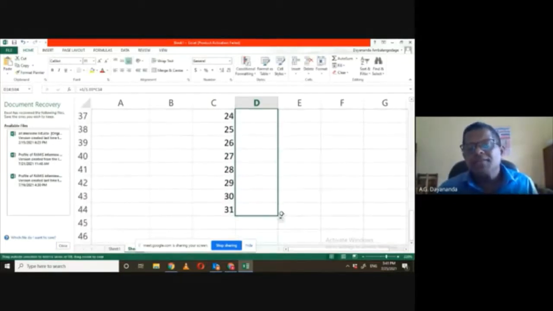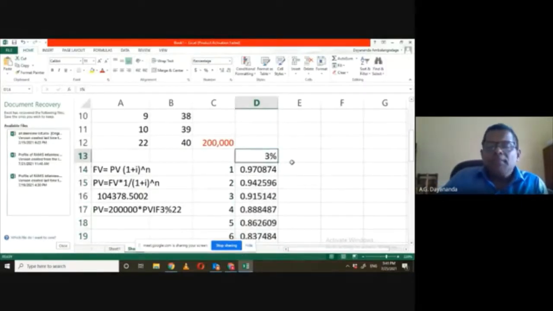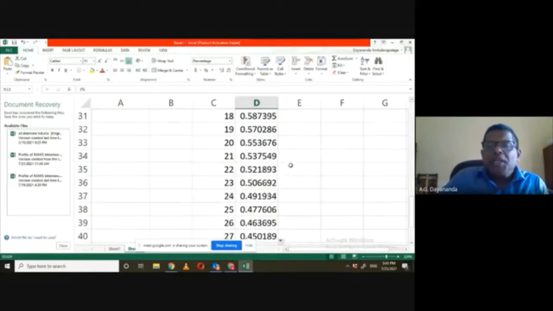Here are the factors. So what we have to do is look at the 3% column and the 22 row. The 22 row is so much.